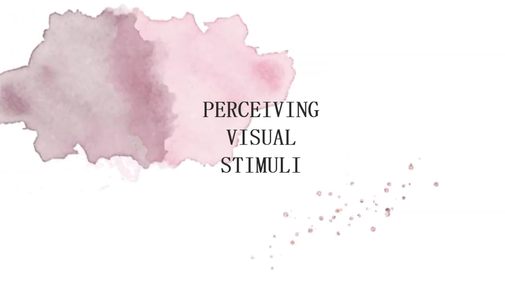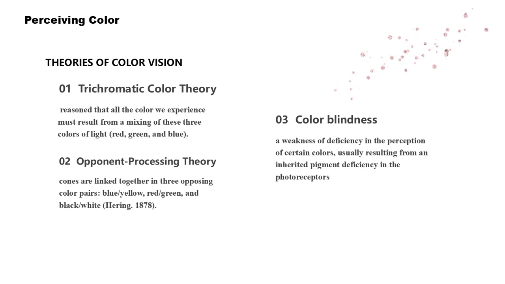Perceiving visual stimuli. Perceiving color. Theories of color vision. Trichromatic color theory reasoned that all the colors we experience must result from a mixing of these 3 colors of light: red, green, and blue. Opponent process theory. Cones are linked together in 3 opposing color pairs: blue-yellow, red-green, and black-white.